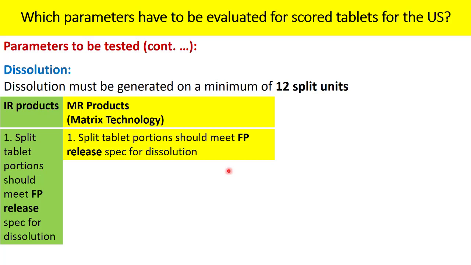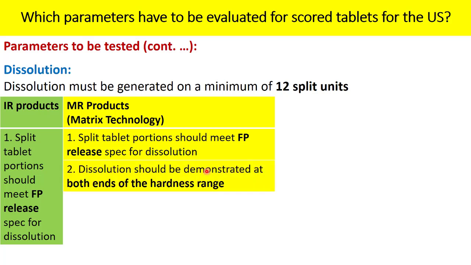In addition to that, in case it is a modified release product, meaning it has dissolution at multiple time points, maybe at 4 hours, 8 hours and 12 hours, just an example. The second requirement is what? Dissolution should be demonstrated at both ends of the hardness range. I hope you remember we talked about this particular requirement during weight loss and also during the friability. So in case your product is a modified release product, you have to demonstrate that the dissolution complies at both ends of the hardness range.